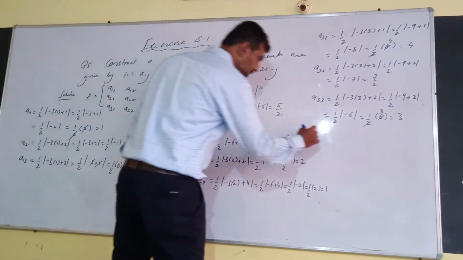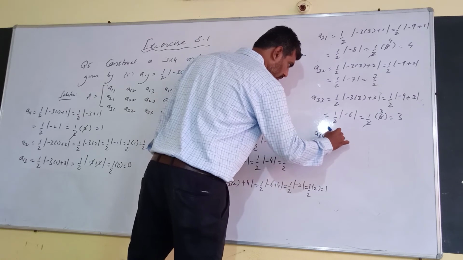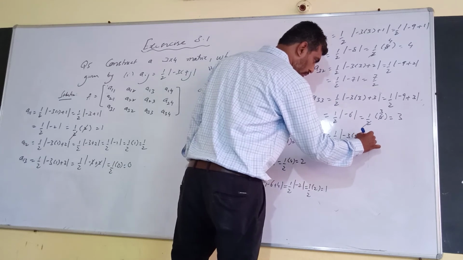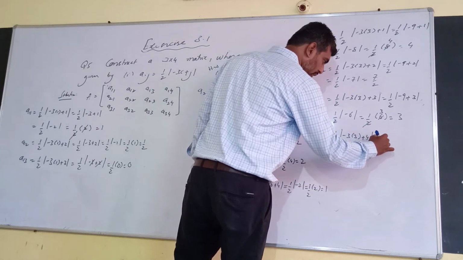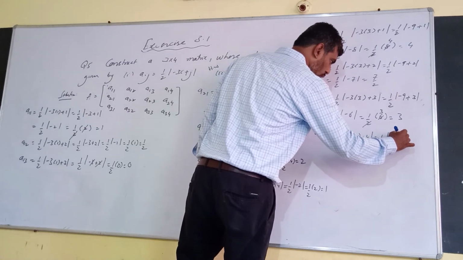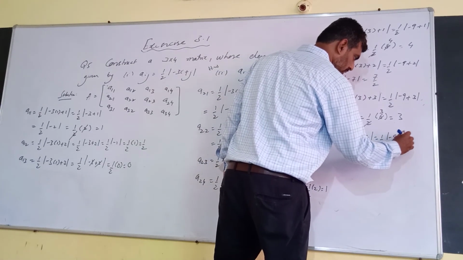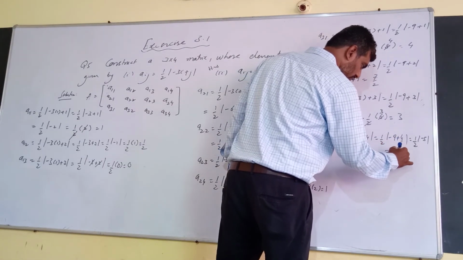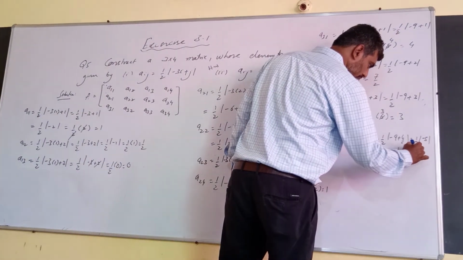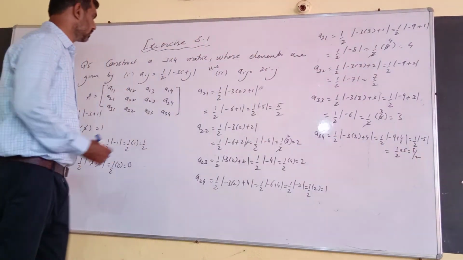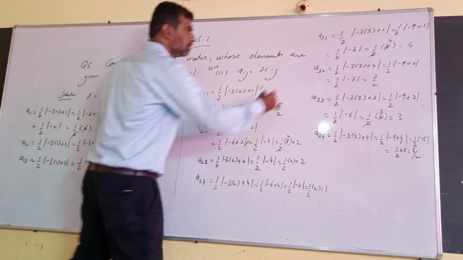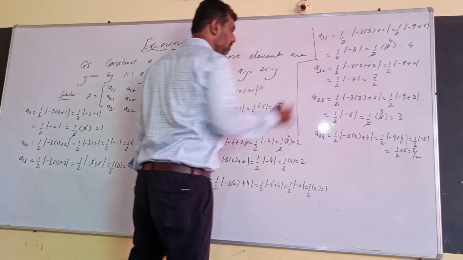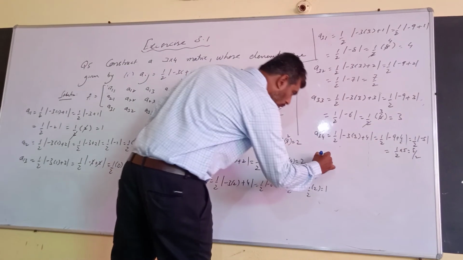Now last one, third row, fourth column. 1 by 2 into absolute value of minus 3 into 3 plus 4. 1 by 2 into minus 9 plus 4, minus 5. That will be plus 5 into 1 by 2. Now see here the last one. What will we get here?